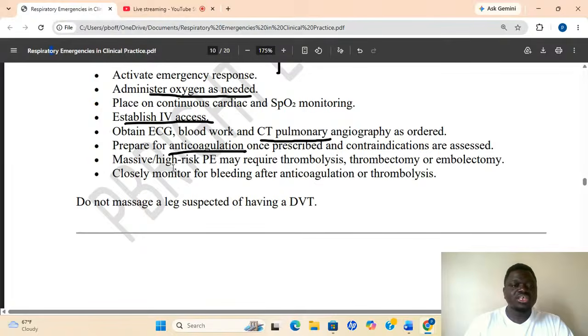Okay. The massive or high risk pulmonary embolism may require thrombolysis. You need to break it down, okay? Or thrombectomy. So you can break it down with your heparins, or you can go inside, go and take the clot out, or embolectomy, whichever way you can take it out. Then you closely monitor, because you are giving this heparin, you monitor the bleeding time, the anticoagulation or the coagulation panel.